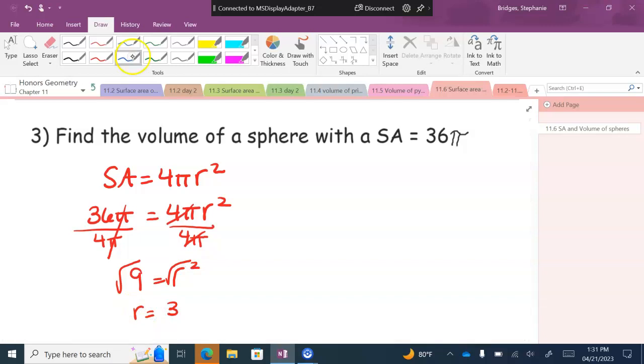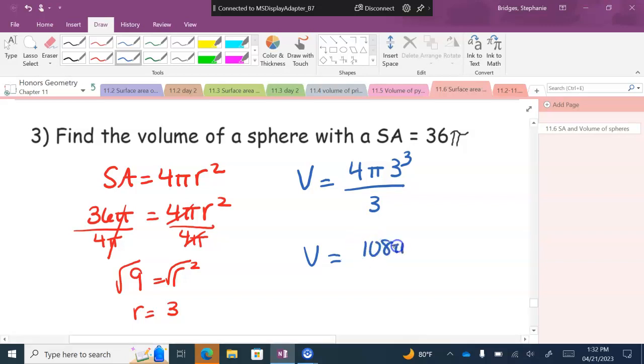Then we plug it into the volume formula. 4 times pi times my radius cubed divided by 3. So 3 to the third is 27. 27 times 4 is 108. So that gives me 108 pi divided by 3, which gives me 36 pi.